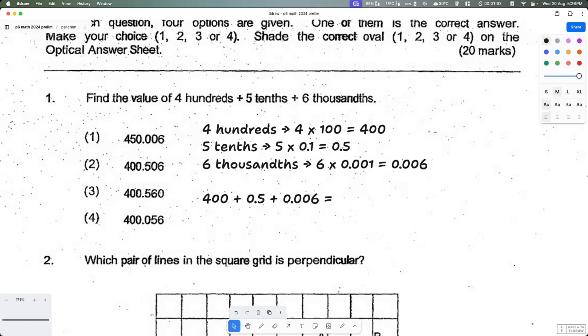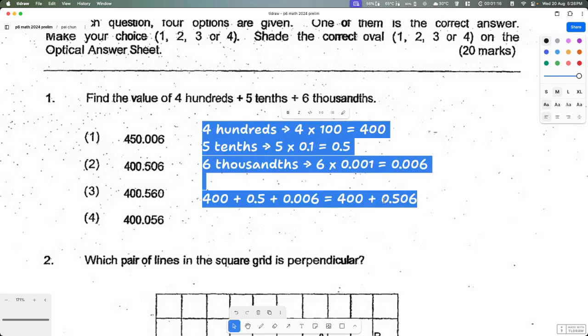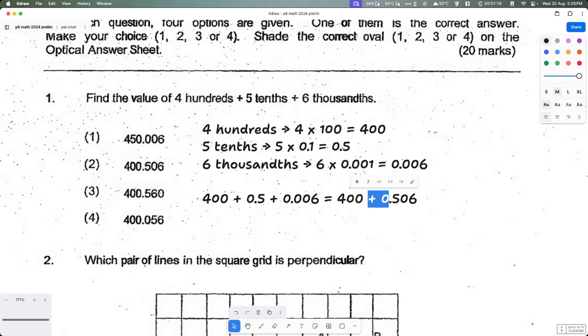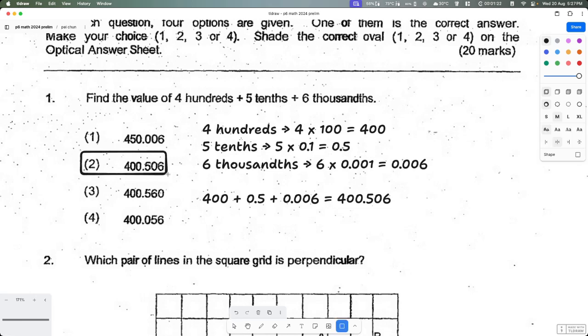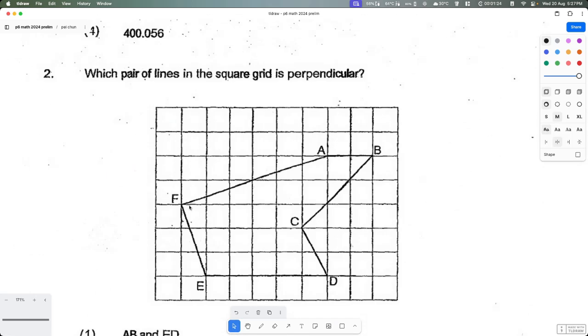So therefore, 400 plus 0.5 plus 0.006 is equal to 400.506, which is option number 2 in this case. Let's move on to question number 2.